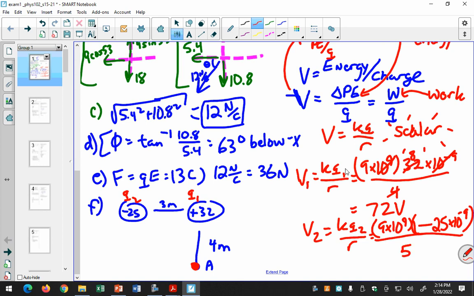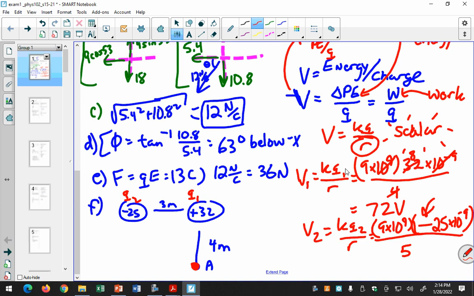Notice that this is r, not r squared, so I'm not squaring that denominator. And then also notice that I'm keeping this negative sign here. Now, it is a scalar quantity, okay? So the negative has nothing to do with direction. There is no direction associated with potential, but it does have to do with a change in potential energy.